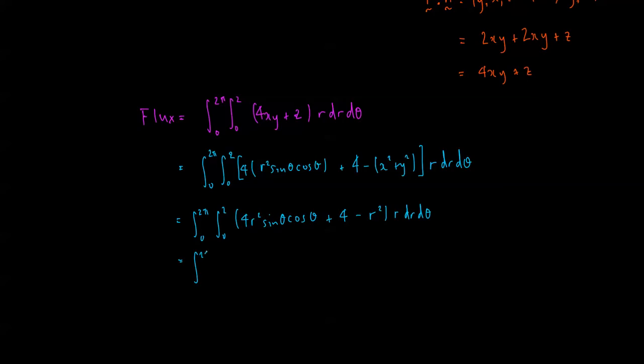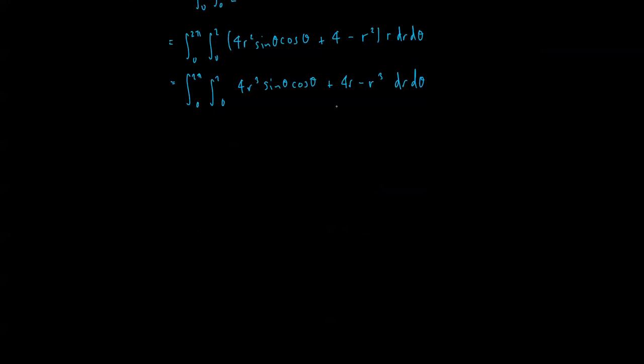So that's equal to the integral from 0 to 2 pi, 0 to 2, of 4r cubed sine theta cosine theta plus 4r minus r cubed dr d theta. So now we're ready to integrate. It's equal to the integral from 0 to 2 pi of 4 sine theta cosine theta r to the 4 plus 2r squared minus a quarter r to the 4, from r equals 0 to r equals 2, d theta.